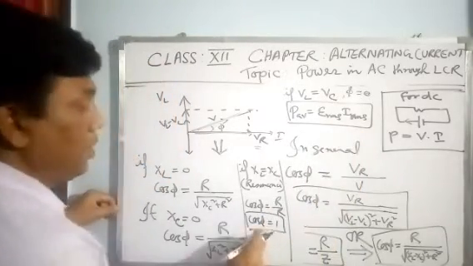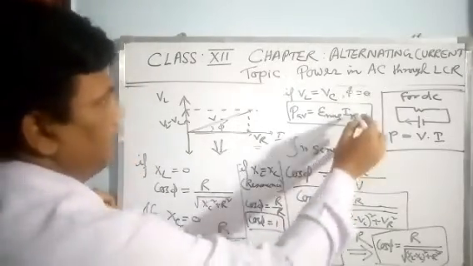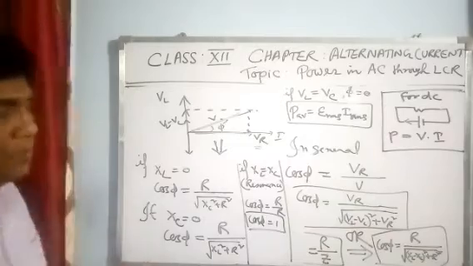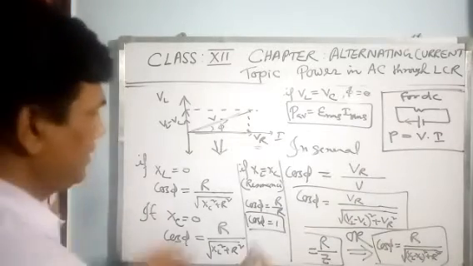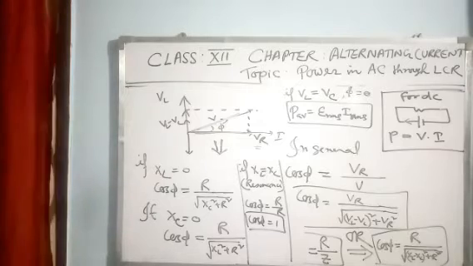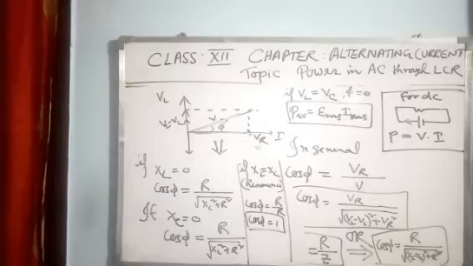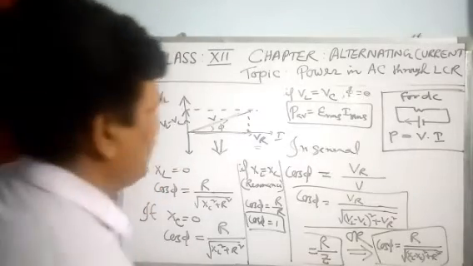Okay. Power factor cos phi is 1, but power is ERMS into IRMS into cos phi. That cos phi value is determined by these factors. So this is the power factor. I hope you understood all these things, and we can discuss it in another way also.